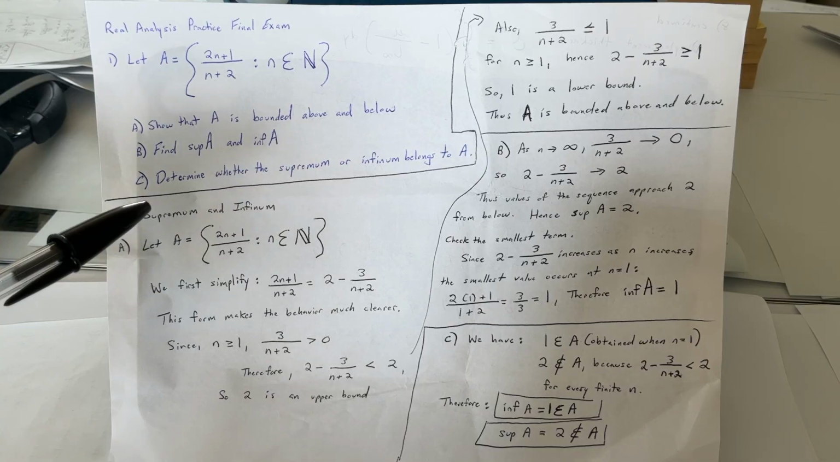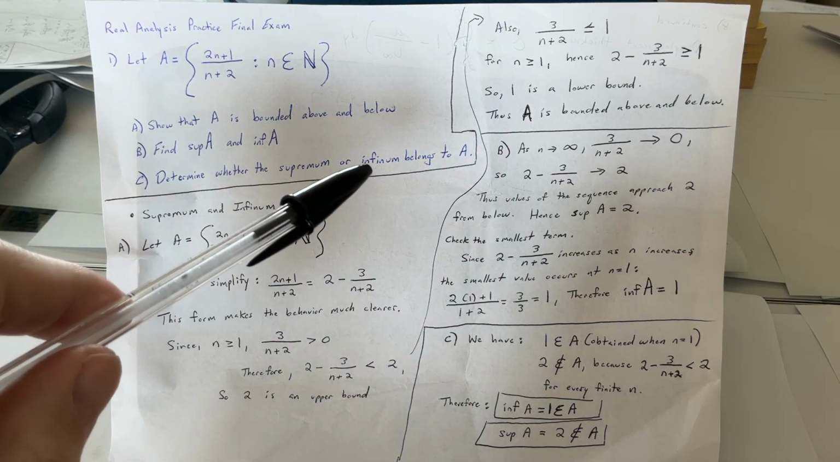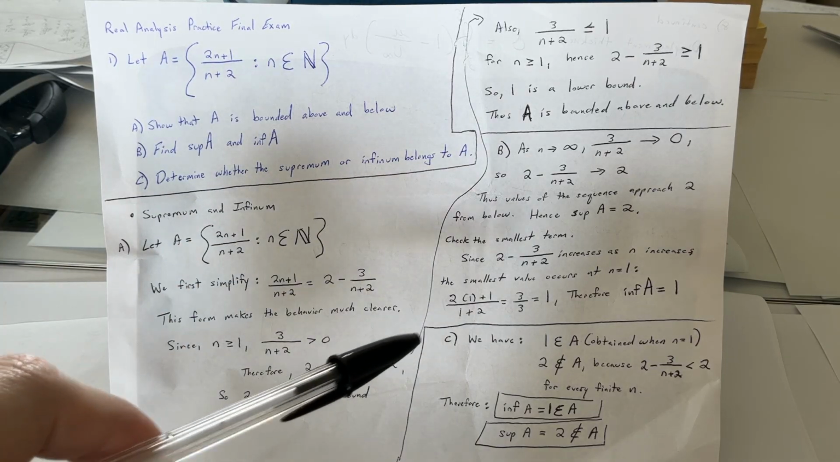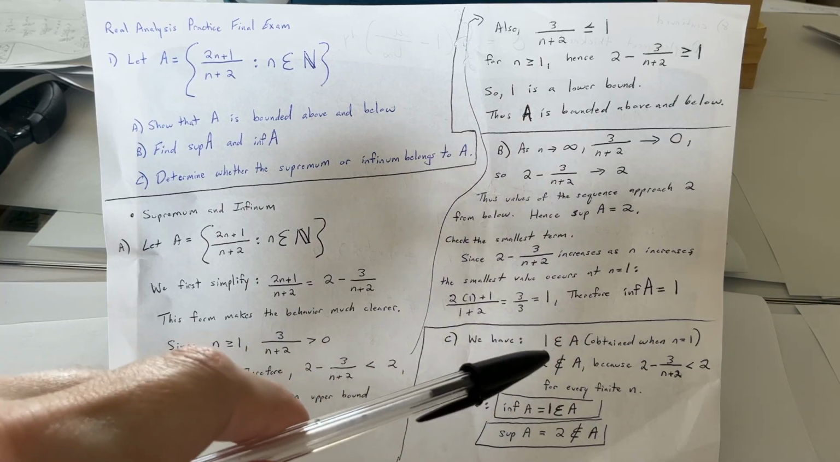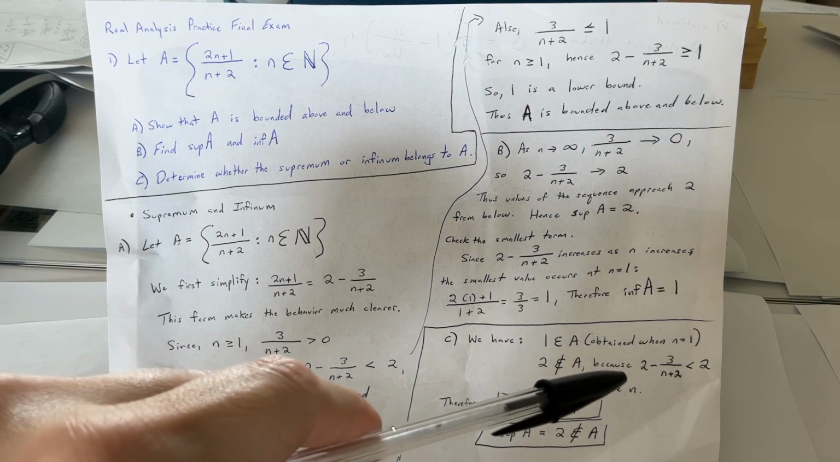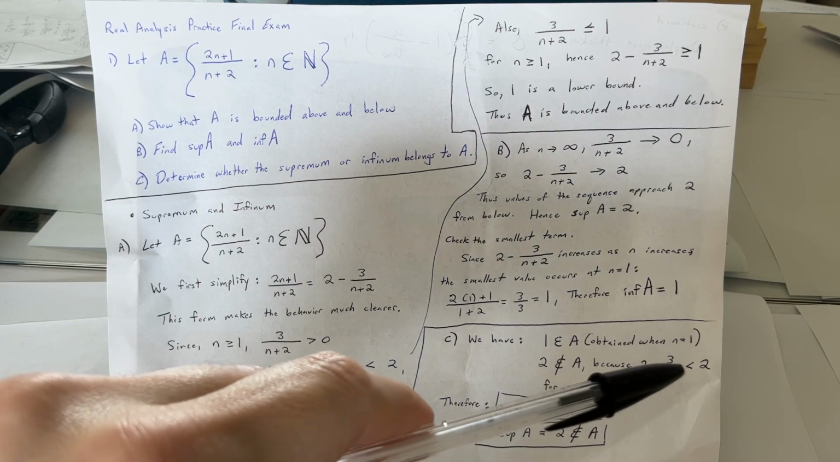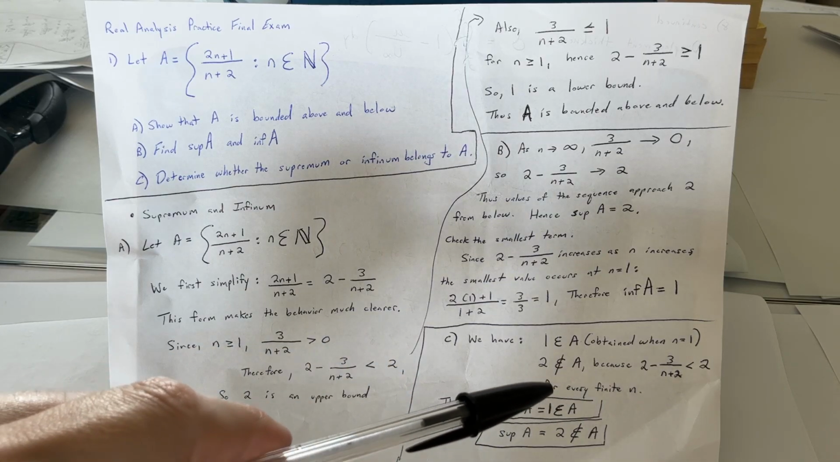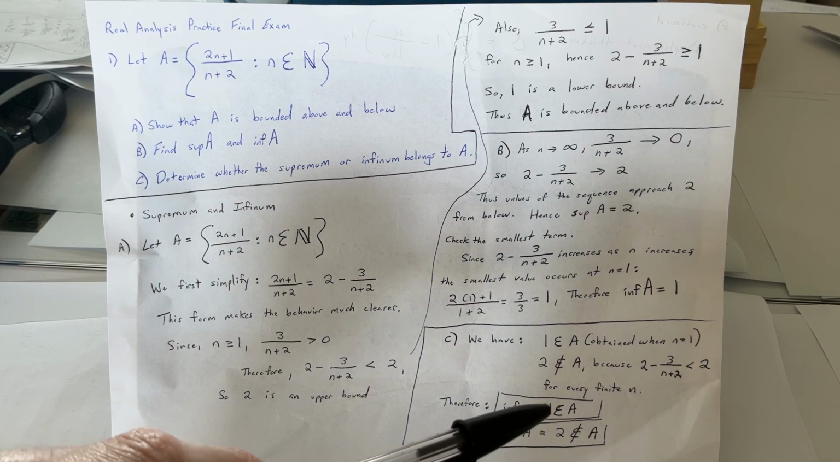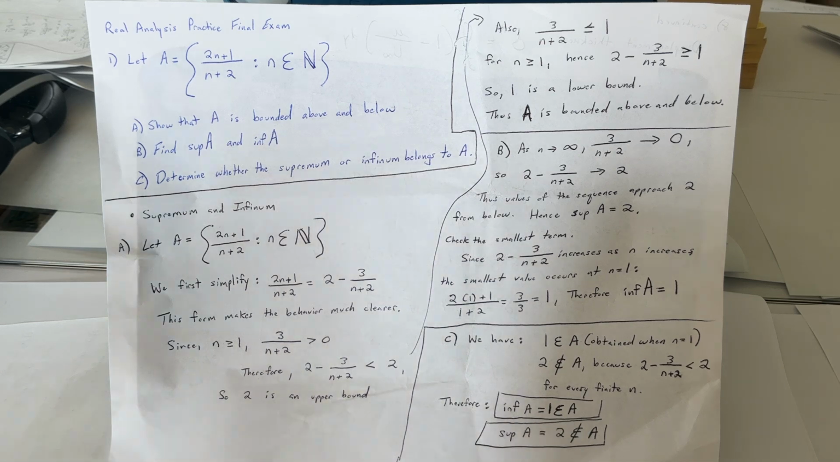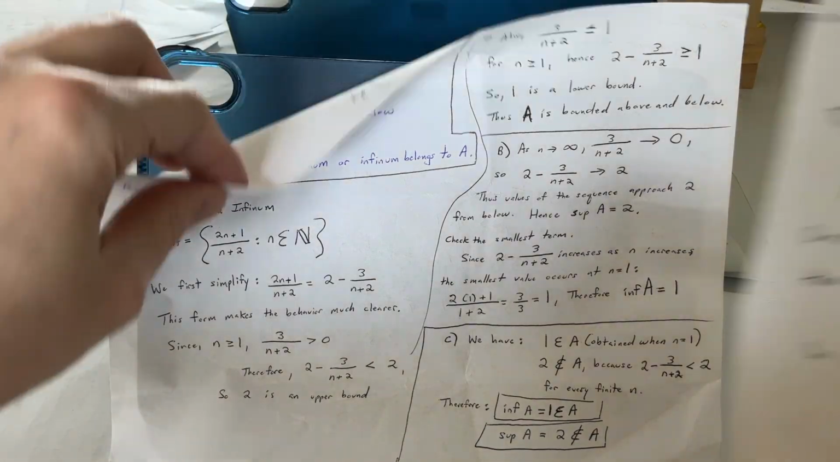So, for part C, determine whether the supremum or infimum belongs to A. Well, 1 is in A, obtained when n equals 1. 2 is not in A, because 2 minus 3 over n plus 2 is less than 2 for every finite n. So inf A, 1, is in A; sup A, 2, is not. Okay, so that takes care of number 1. Again, I'm going to go through this fast.